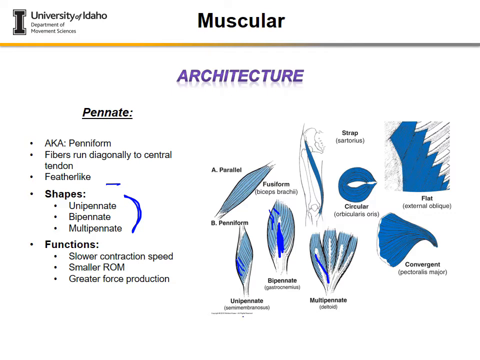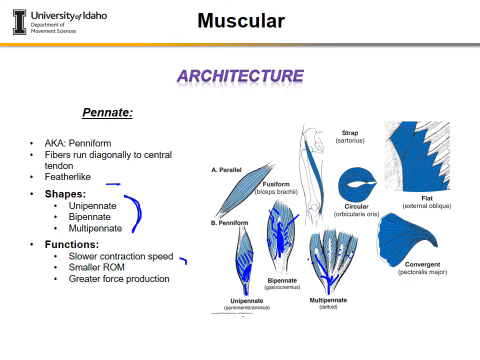So here you have the fibers attaching to a central tendon and then elongating. Here you have the bi, which is two sets of fibers in the central tendon. And here you have the multi, which is a couple different groups, as in the deltoid, all coming down to a central tendon, and then they go forward.